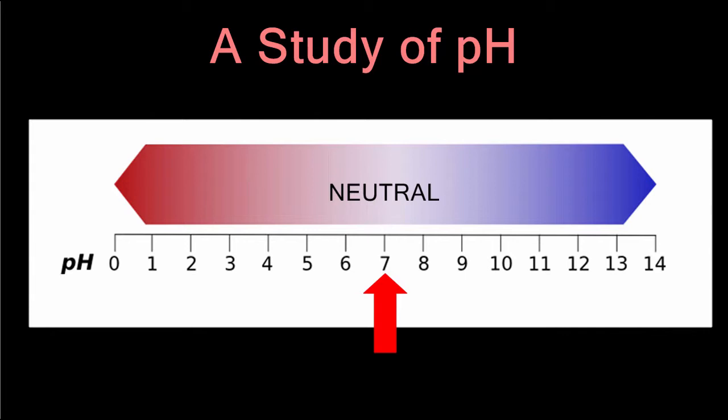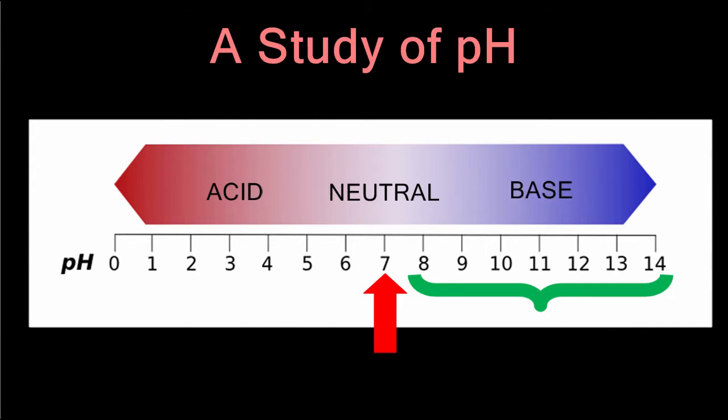Most of life's chemical reactions take place at a neutral pH. Anything below 7 on the pH scale represents a solution that is acidic. Anything above 7 on the pH scale represents a basic solution.